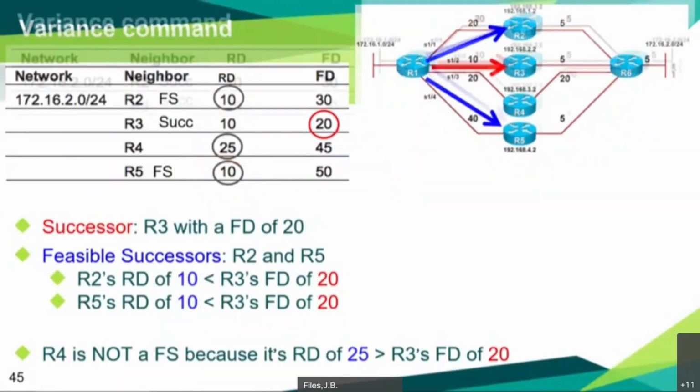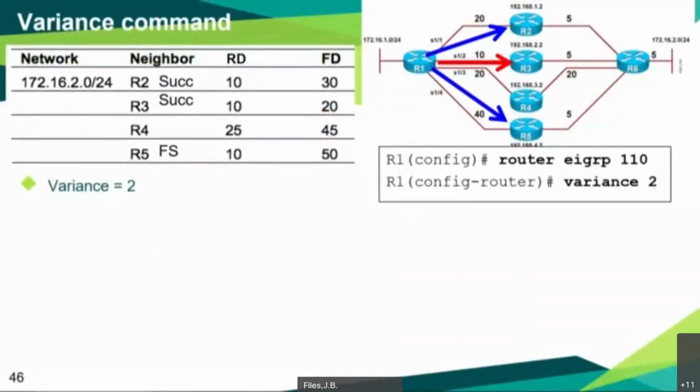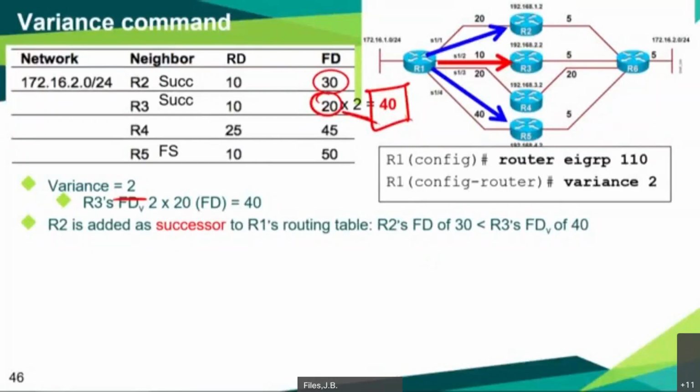What we can do is change our variance. It defaults to 1, but we're going to set it to 2 in this example. We take the feasible distance of our best path and multiply it by the variance, and that means the metric of all of the other non-looping paths can be used as long as they're within the variance. So R2 gets added as a successor because R1's feasible distance, if it uses R2, is 30, which is less than 40.